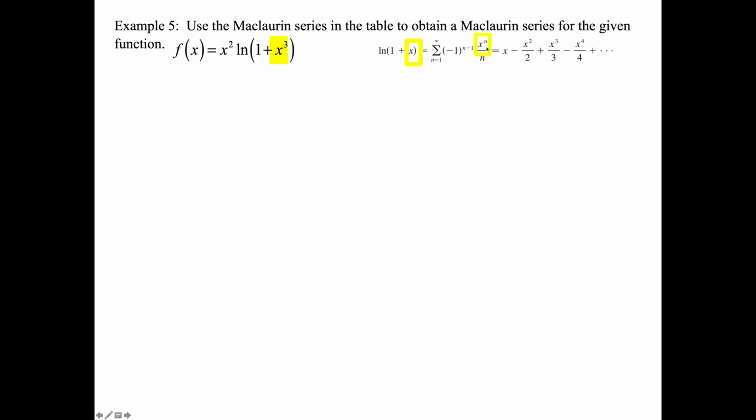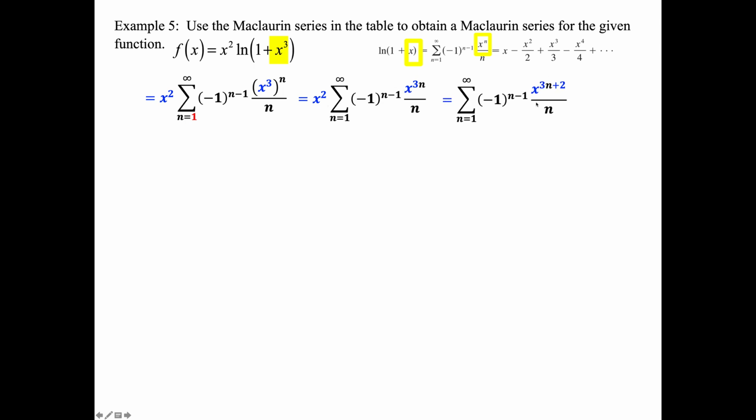So this x to the n is now x to the third to the n. All right, so that becomes x to the 3n. And you still have this x squared being multiplied out front, which means you just have to multiply the x squared to your x to the 3n. Well, again, when you multiply like bases, you add your exponents, and that gives us x to the 3n plus 2. And there's the Maclaurin series for this particular function.